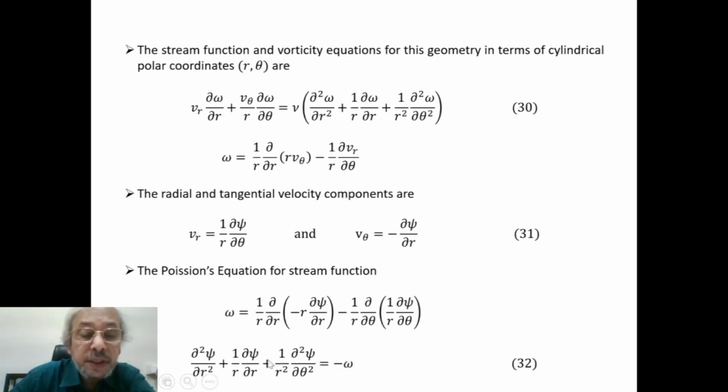This is also, you can see, the Laplacian of psi: ∂²ψ/∂r² plus 1/r ∂ψ/∂r plus 1/r² ∂²ψ/∂θ² equal to minus omega. And if you recall, it is just similar to what we did in Cartesian coordinates: the vorticity transport equation, the Poisson's equation for stream function, and the definitions of Vr and Vθ. These are the governing equations.